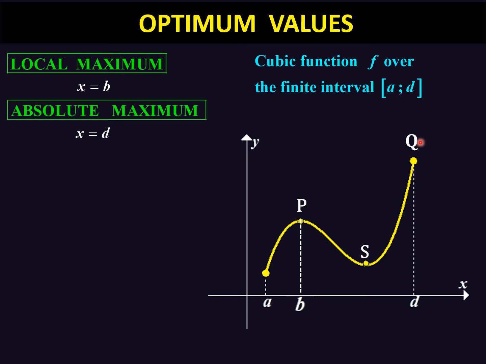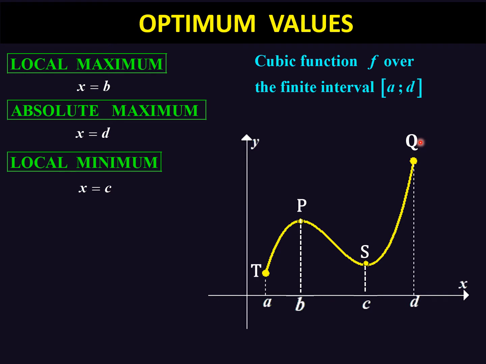Let's look at another point. Point S, which one is that? That's right, that is the local minimum. And at that local minimum, I have a critical value, let's name it C. So I have a critical value at x equal to C.